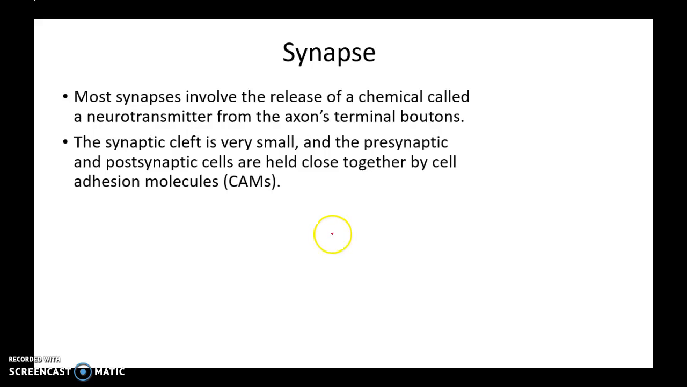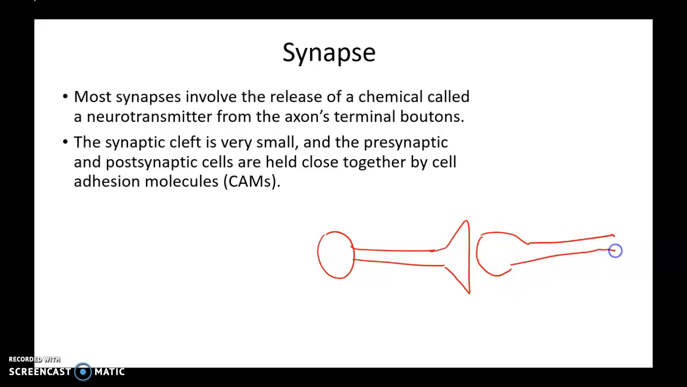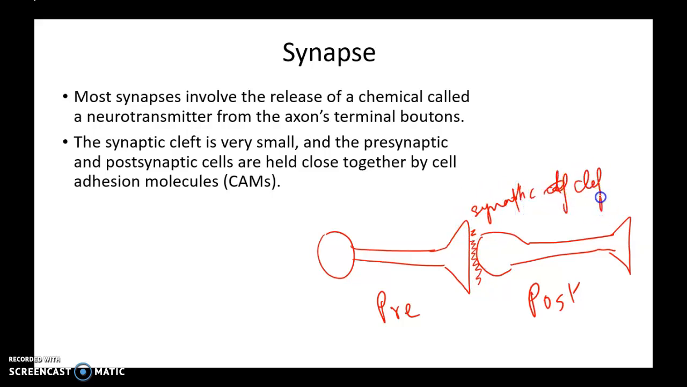Okay, so let's draw out a synapse. So here we have a presynaptic neuron and a postsynaptic neuron, and this area in between is called synaptic cleft. I want you to understand that the pre and the postsynaptic neurons are not physically touching each other. There is space left in between, and that is called the synaptic cleft, and always there will be a neurotransmitter involved.